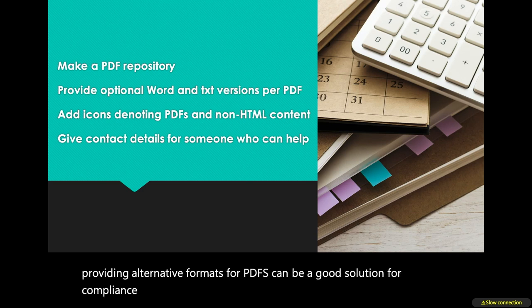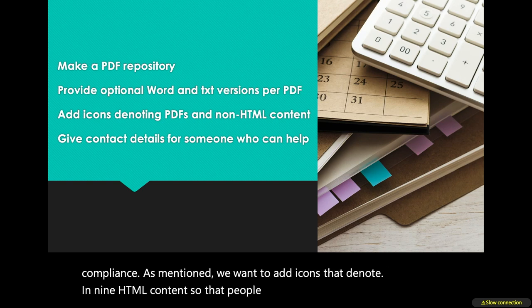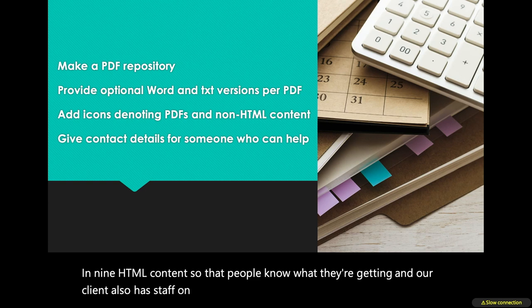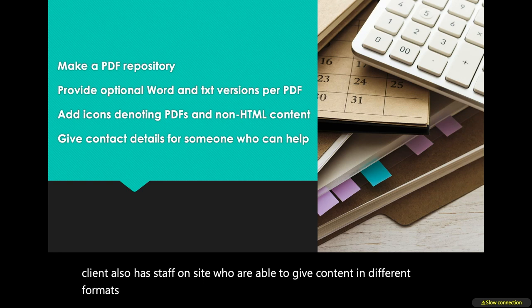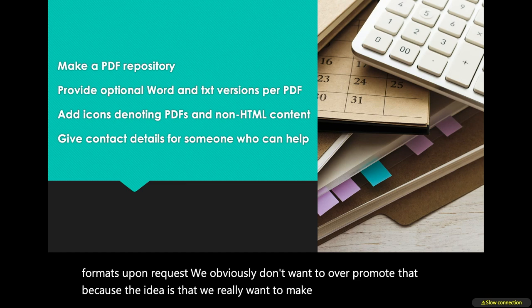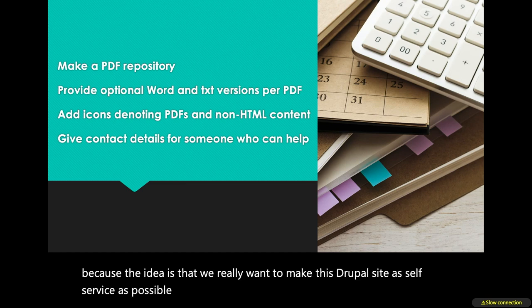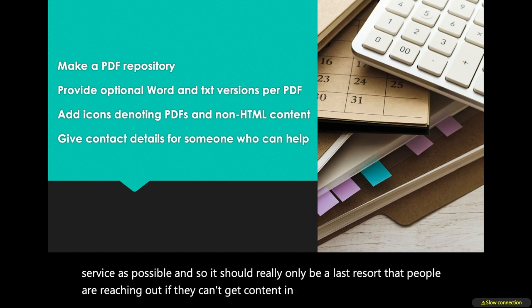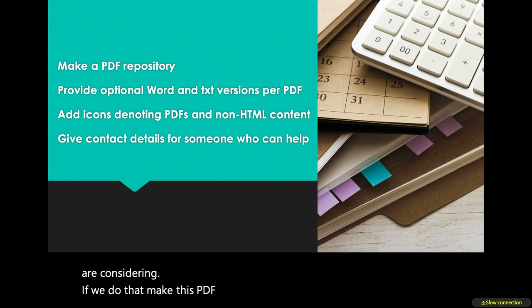As mentioned, we want to add icons that denote any non-HTML content so that people know what they're getting. And our client also has staff on site who are able to give content in different formats upon request. We obviously don't want to over-promote that, because the idea is that we really want to make this Drupal site as self-service as possible. And so it should really only be a last resort that people are reaching out if they can't get content in a PDF that they need. But we are considering, if we do that, making this PDF repository an option for giving the content details for somebody who can possibly help.